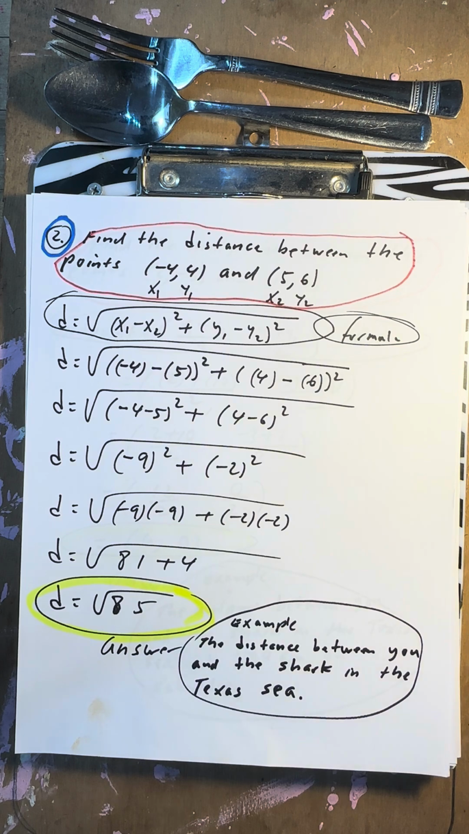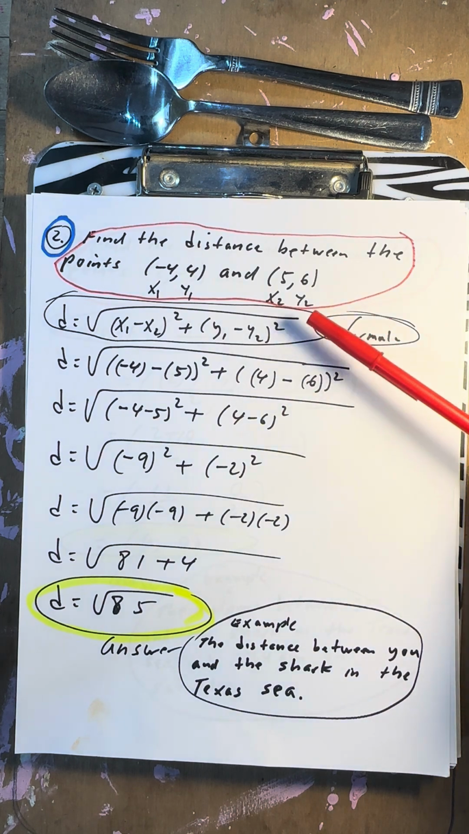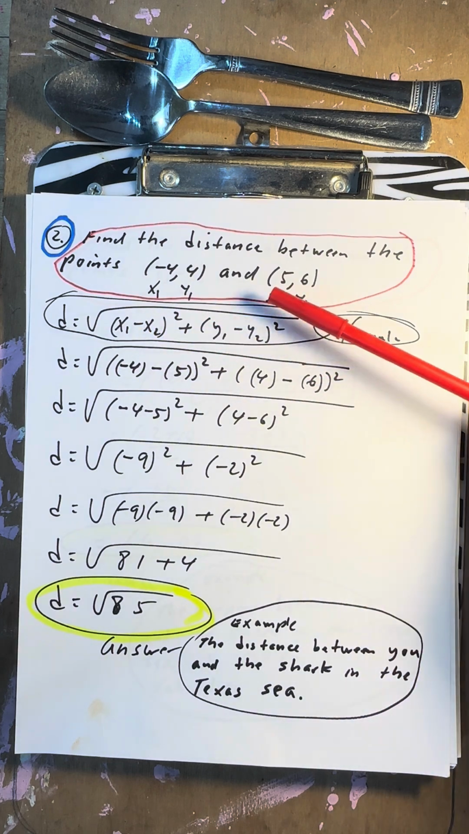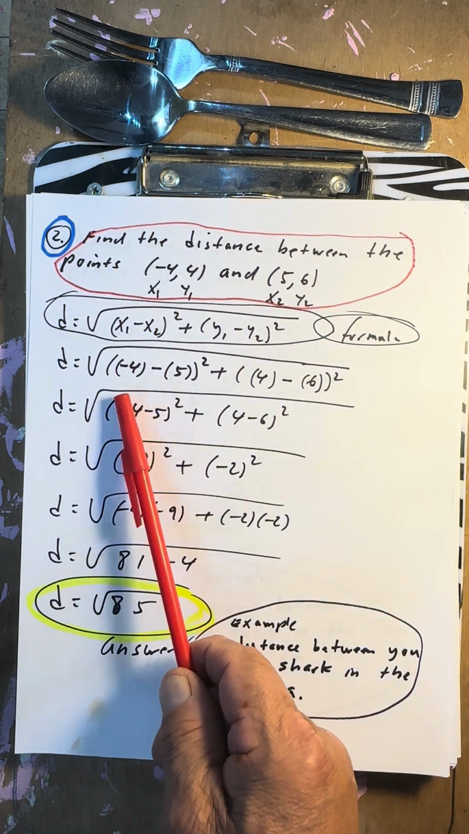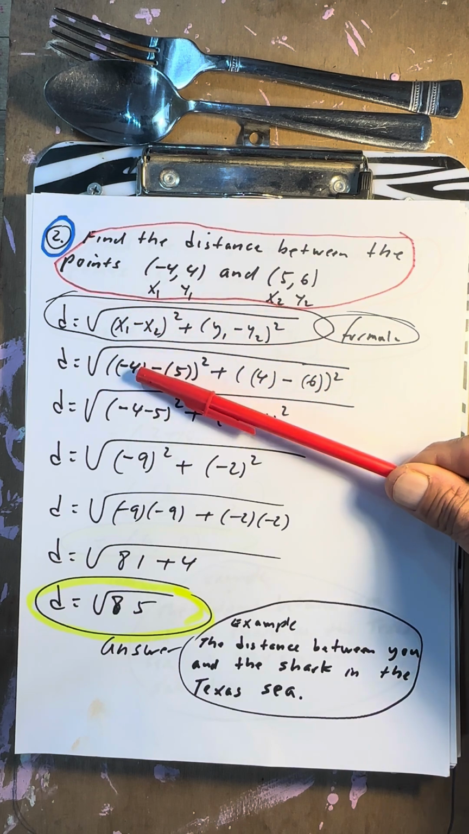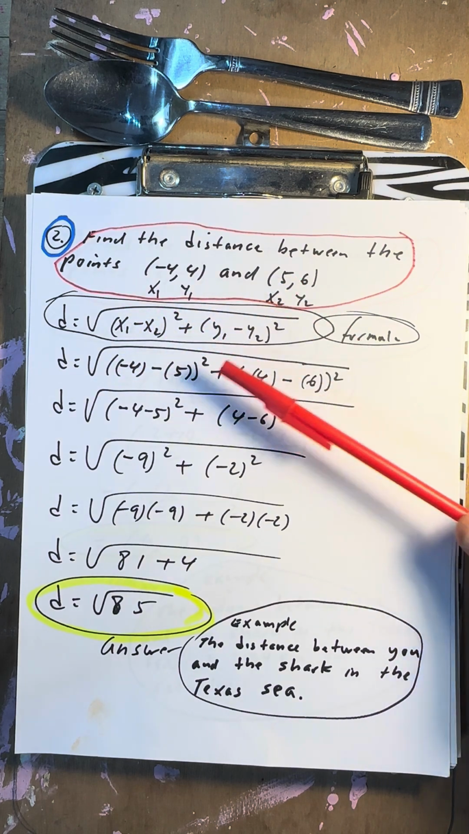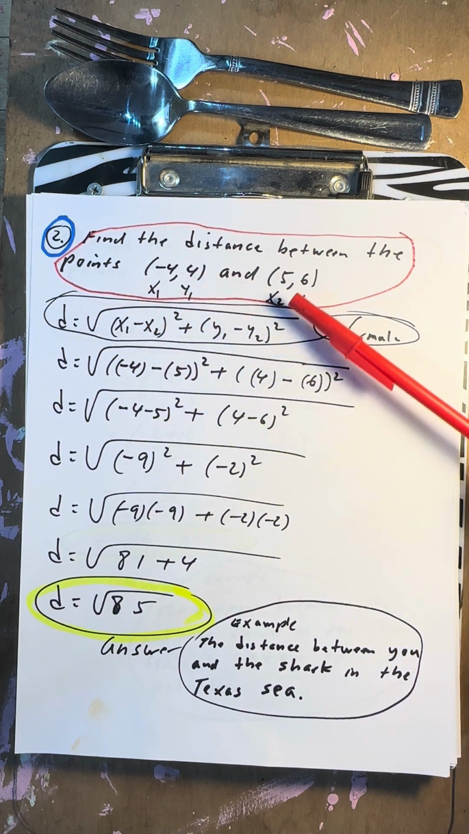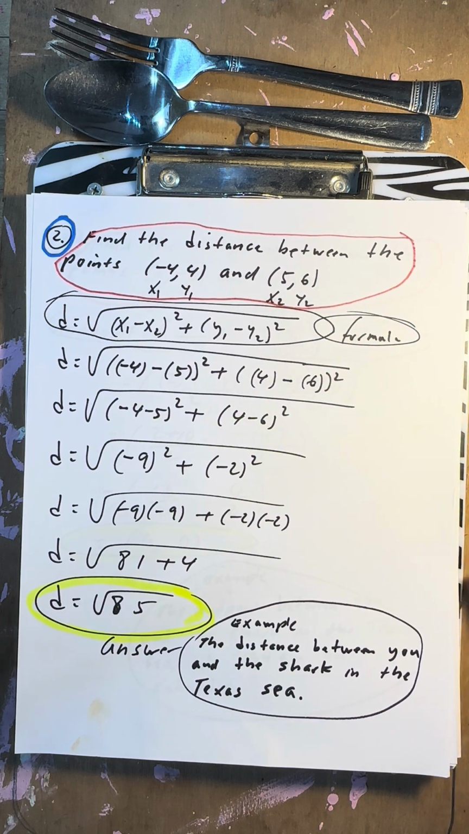Find the distance between the 2 points. How do you do that? Well, distance formula right here. This is x1, y1, x2, y2. Put the numbers in there. So x1 is negative 4, x2 is 5. There they go. y1 is 4 and 6. Put them in there. Put parentheses around there.